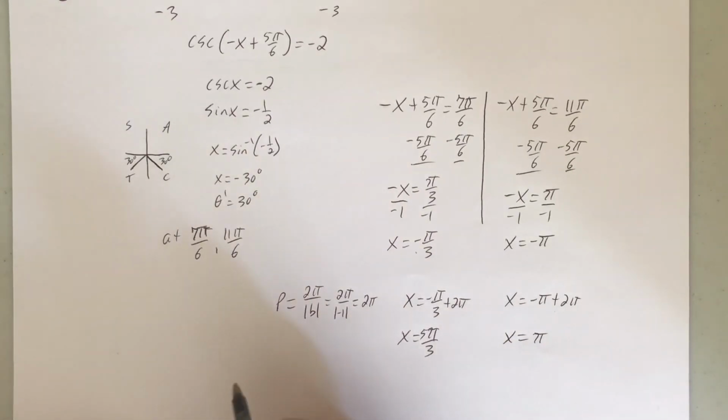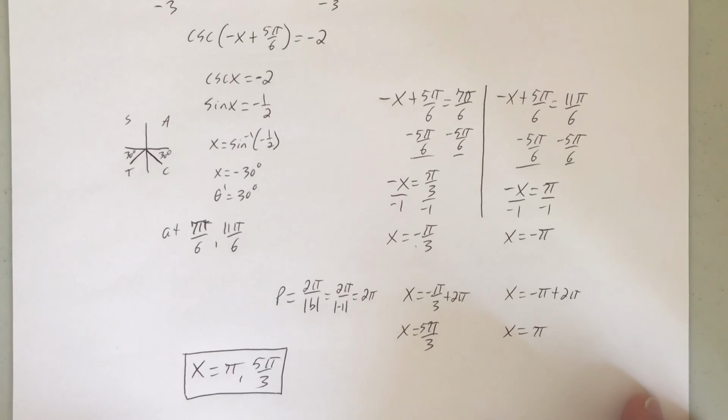So I have x is equal to pi and 5 pi over 3. And those are the only two answers that I have.